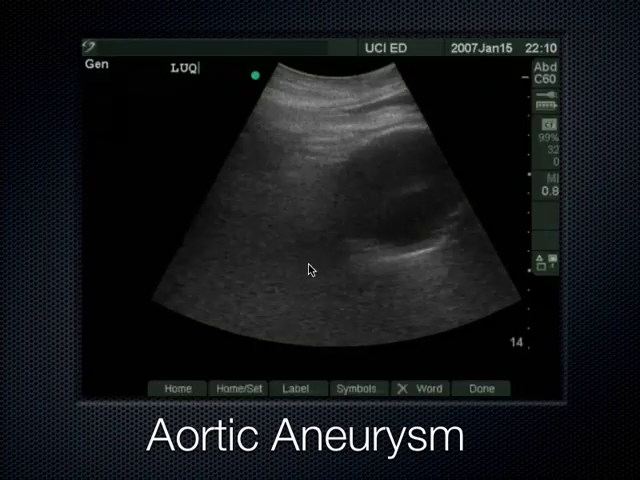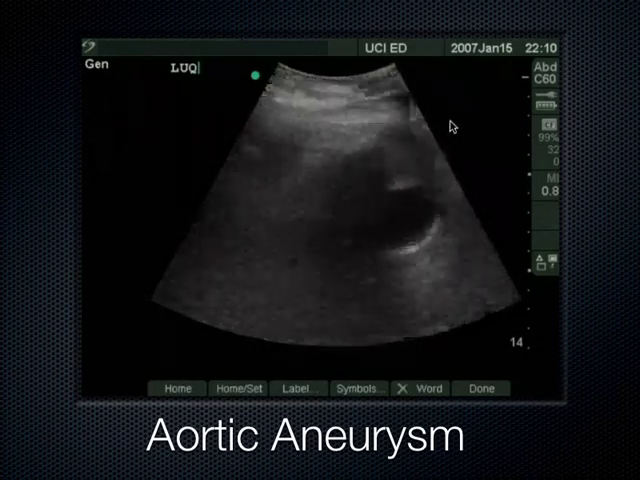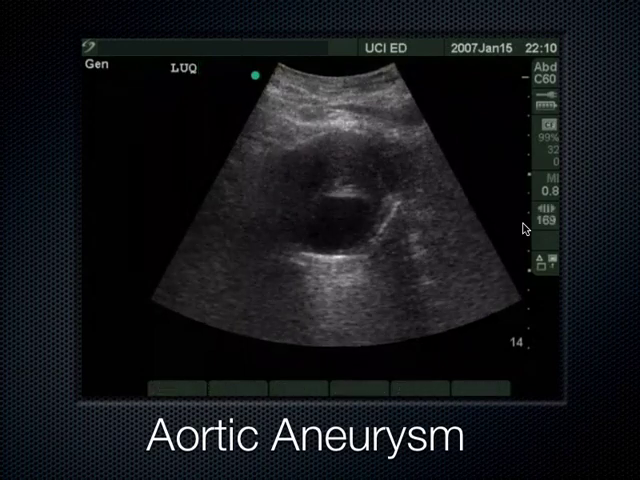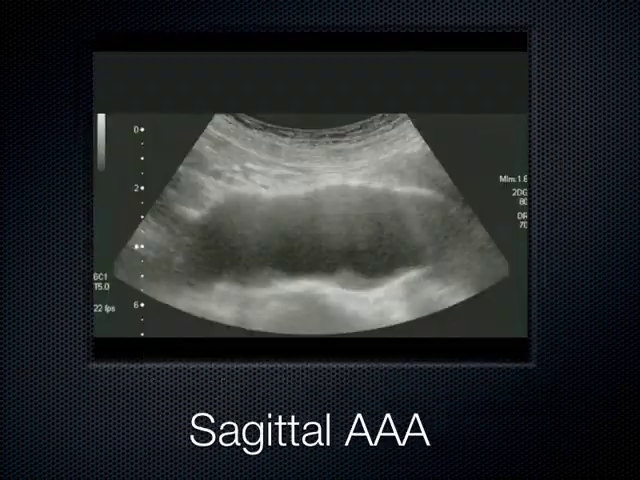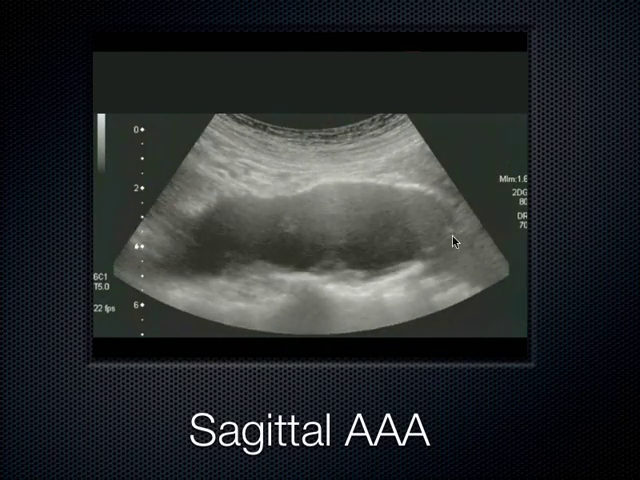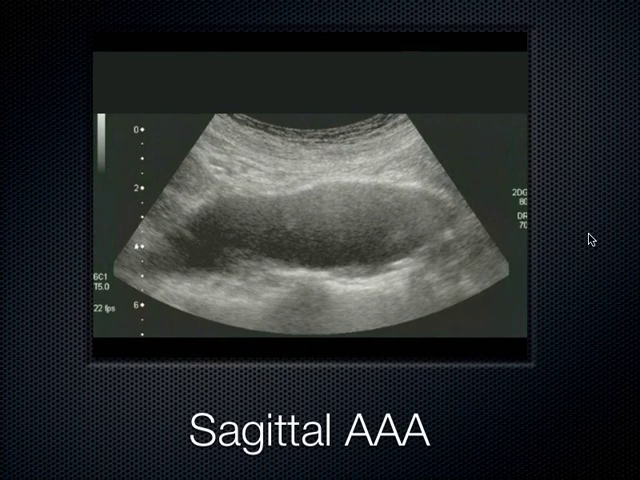So this is the whole, here's the lumen, here's the clot. And again, you can always eyeball these centimeters over here. You can get an idea that's about a 7 or 8 centimeter AAA. Here we're going sagittal to show you what one looks like. It looks like a big sausage stretching across the screen here on a sagittal view. It's kind of cool to see those that way sometimes.